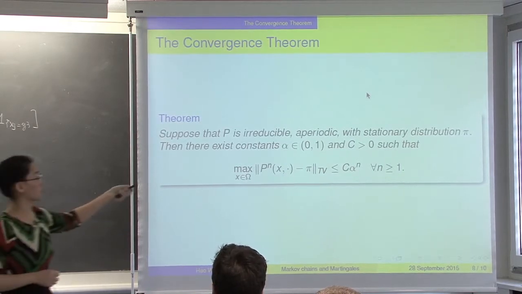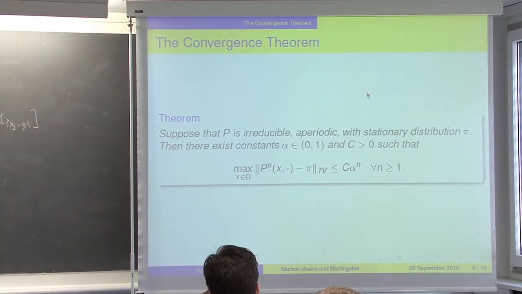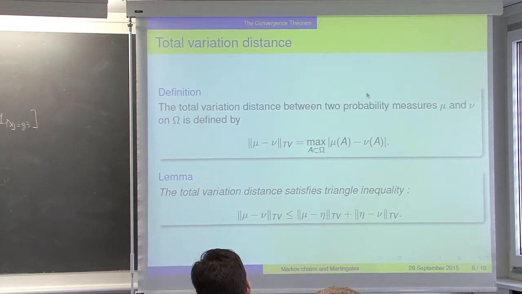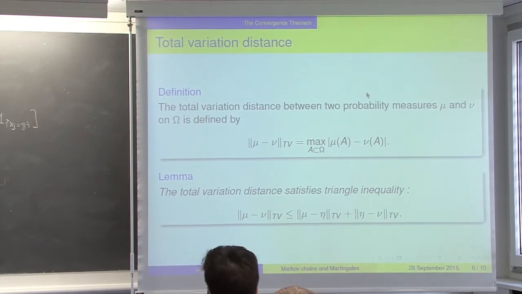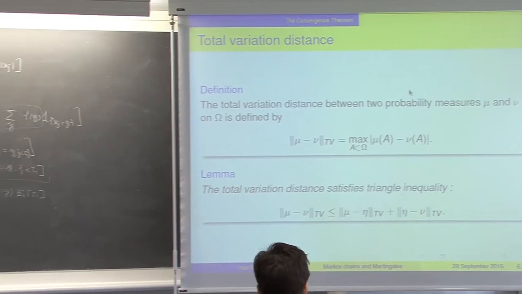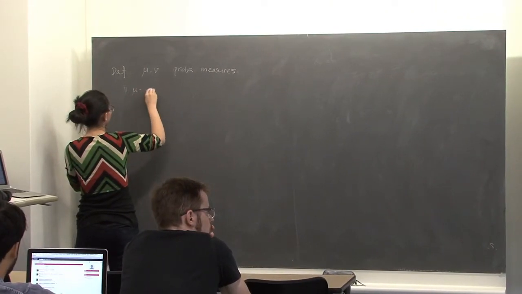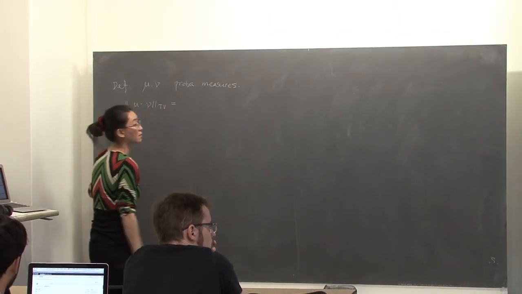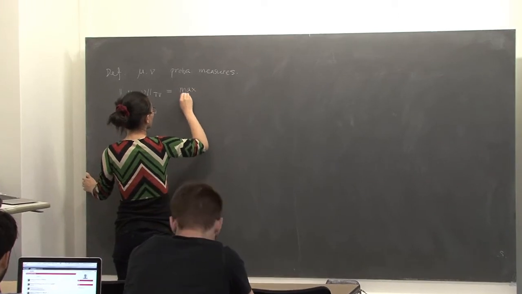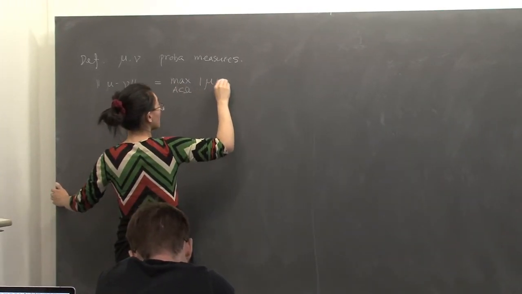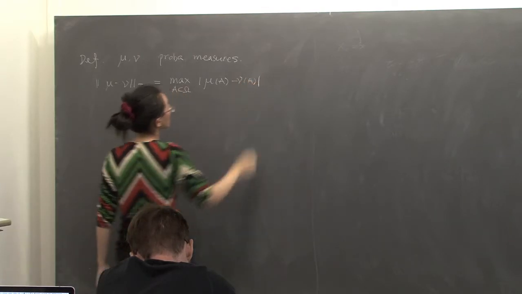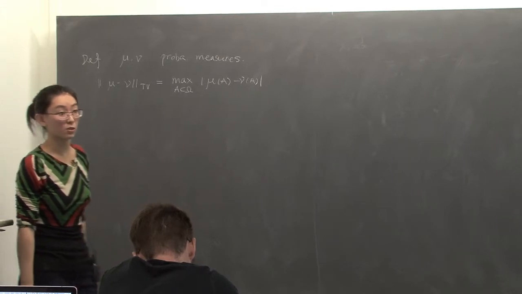So first, we need to introduce what this distance between two probability measures is. It is called the total variation distance. So total variation distance gives a distance between two probability measures. Suppose mu and nu are two probability measures, and we define the total variation distance between the two in this way. This is the definition of total variation distance.